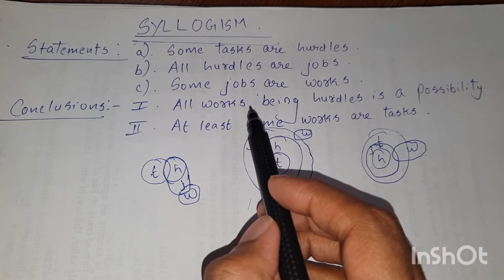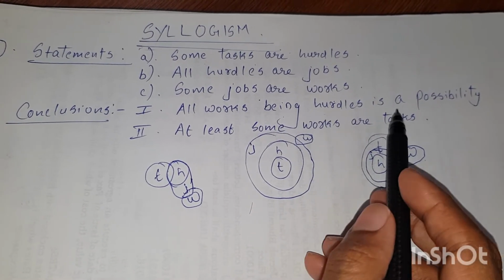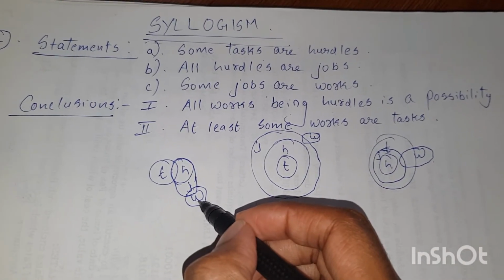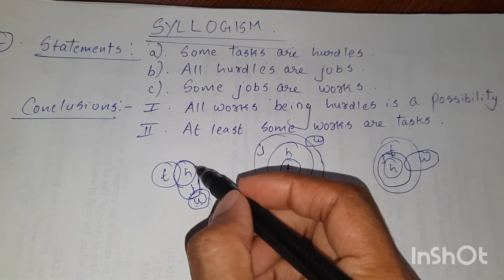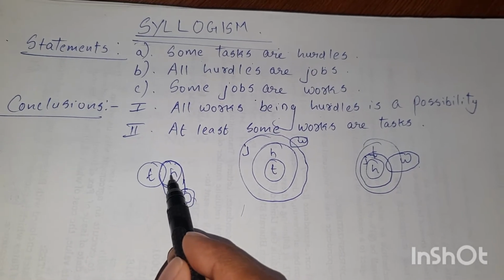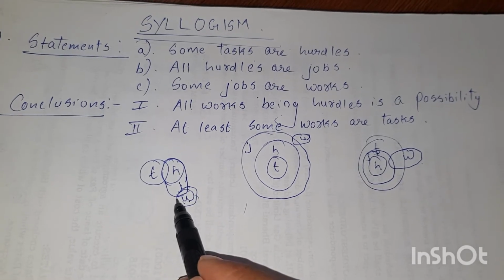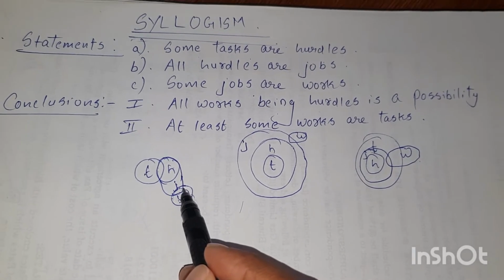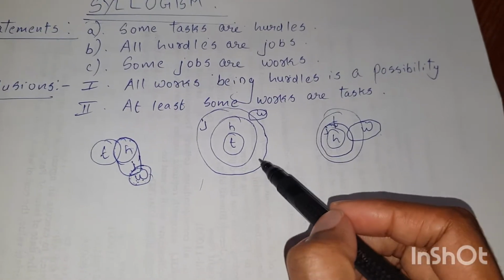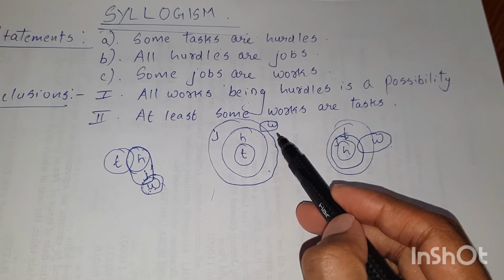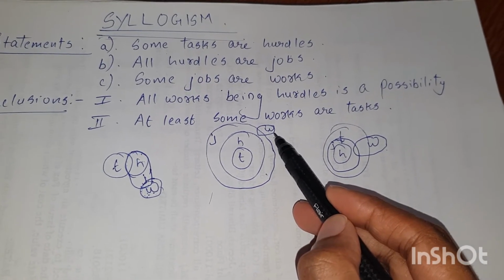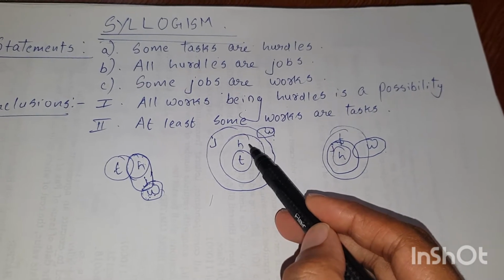So going to the conclusions, all works being hurdles is a possibility. Is it true? No, some of the works being hurdles is a possibility, because all hurdles are jobs and some jobs are works. That doesn't mean that all works being hurdles is a possibility. And in this case, it is not true. Some of the jobs are works, okay, it doesn't mean that all works being hurdles is a possibility.